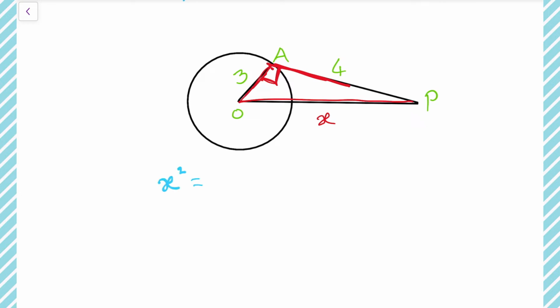Hypotenuse square is equal to 3 square plus 4 square. 3 square is 9, plus 4 square 16. 9 plus 16 is 25. x square is 25. Then what will be the x value? It is 5 units.